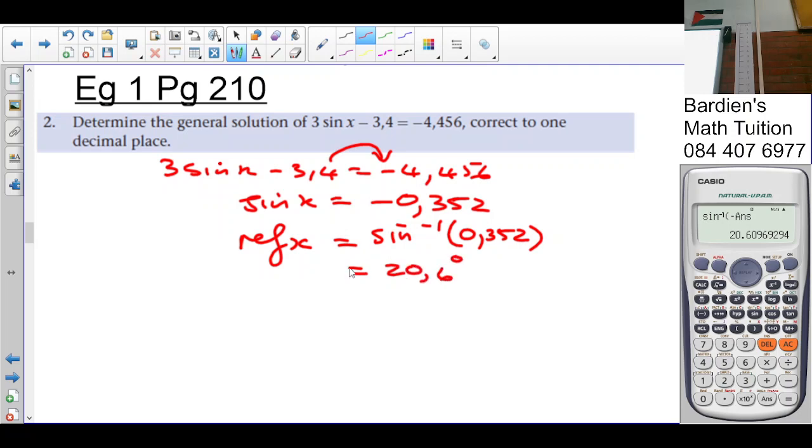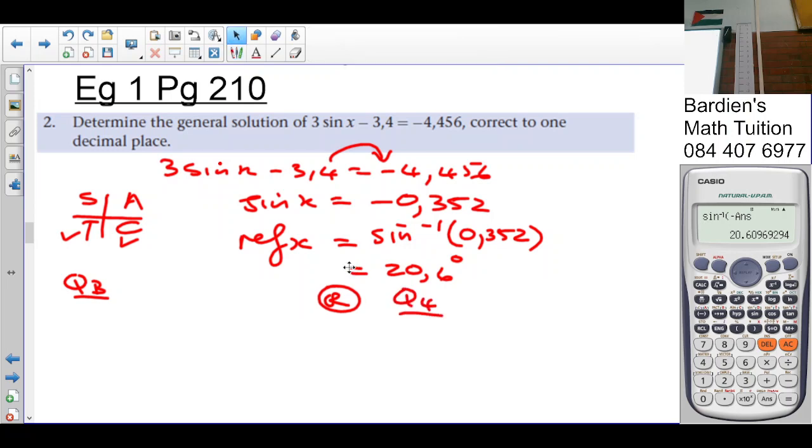Now what? You ask yourself, which quadrant is sine negative? 3 and 4. All stations to Claremont, negative in 3 and 4. Now you write for me the general solution. Easy, no?